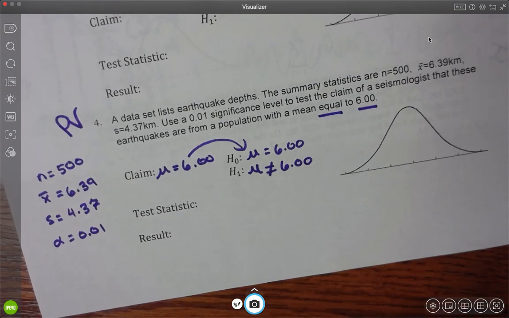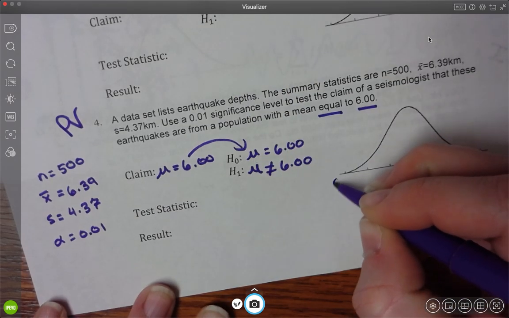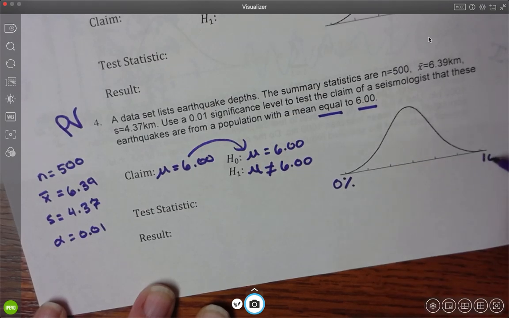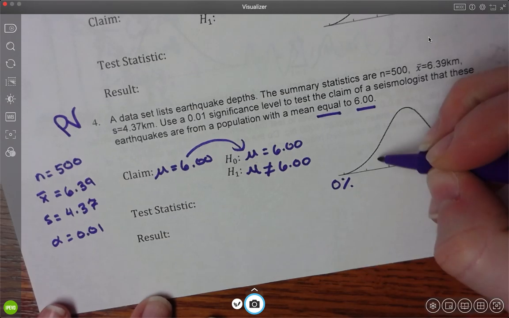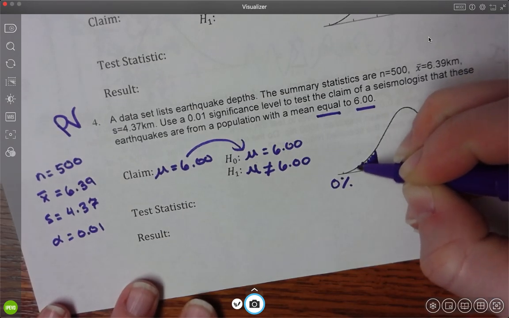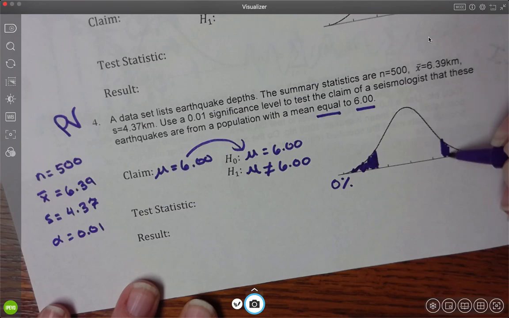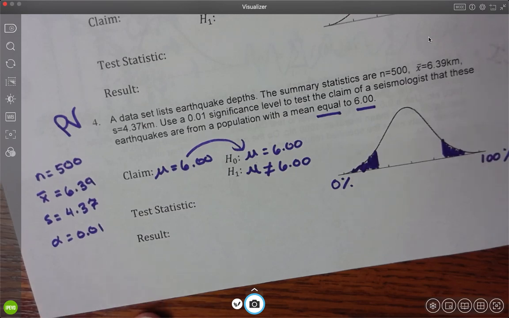So we're doing the p-value method. Here's my 0% and here's my 100%. Then we've got to figure out where our cutoff mark is, okay? Since we're doing equal to, we've got two tails. I'm going to shade both of them, two tails. And then we need to figure out what percent is in each one, okay?